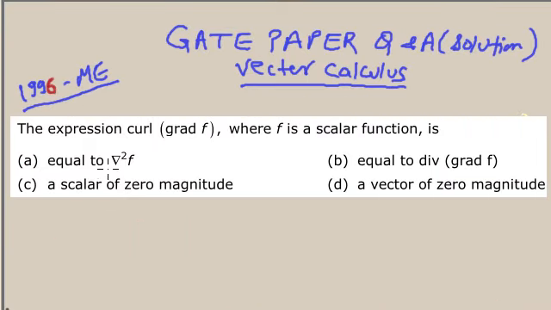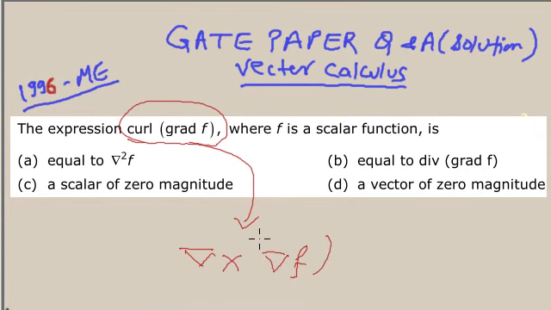This is the 96th question, 1996 mechanical engineering GATE. The expression of curl grad f is, if you write curl grad f, del cross grad f, means del f. So del and del f have the same direction, and the cross multiplication of same direction vectors is 0, a vector of 0 magnitude. So this is correct.